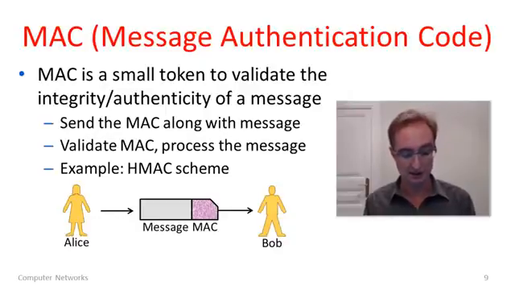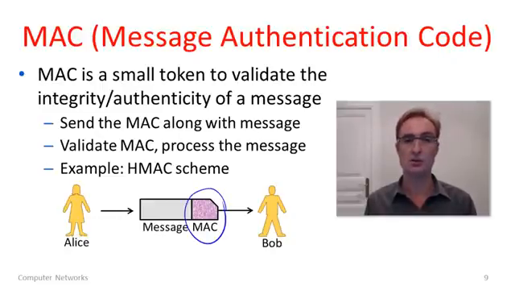So what a MAC is, here's the MAC, it's been added to the message. A MAC is a small token which is used to validate the integrity and authenticity of the message. So it's an extra bit, if you like. You compute the MAC and you send it along with the message. You can see here the message goes. The message might be encrypted if it's confidential. It might not be encrypted if it can be public, and we didn't care if everyone sees it. But in either case, you compute this MAC, this extra token, and you send it along with the message.